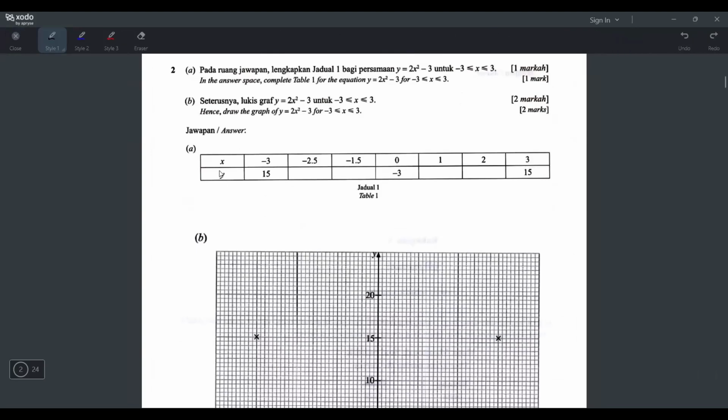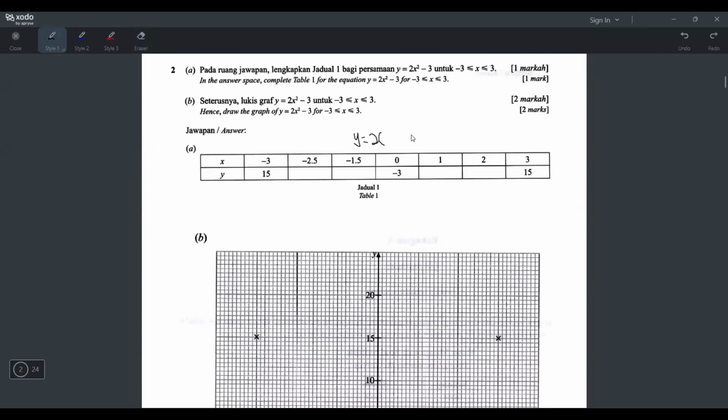Okay, let's do number 2. Okay, 2A. In the answer space, complete table 1 for the equation y equals 2x squared minus 3 for domain x in between -3 and 3. So they want you to complete the table. So it's very easy. You just sub only. Okay, wait. So you just have to sub the x value inside.